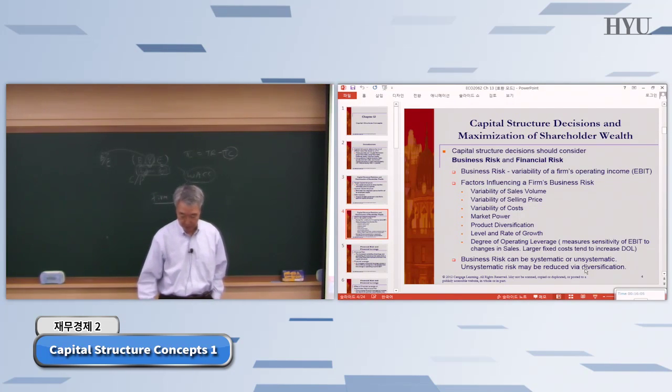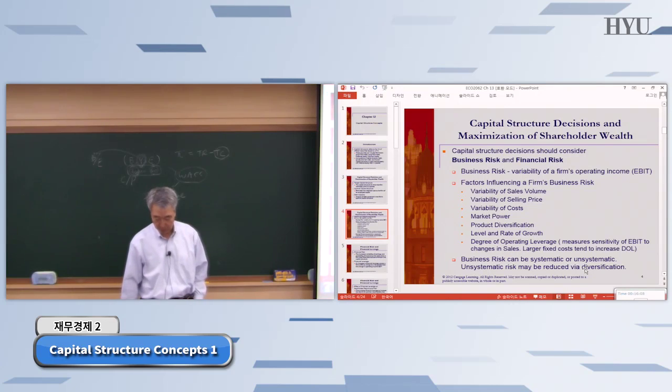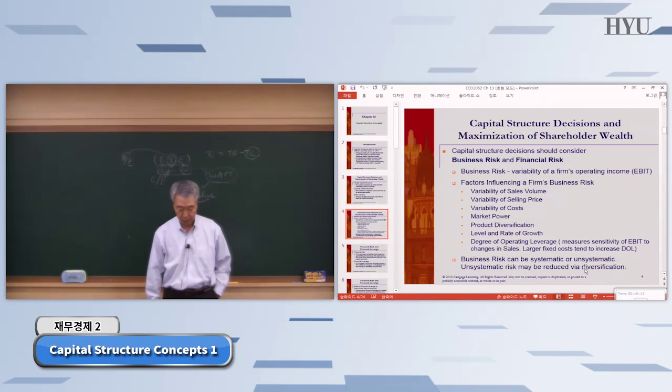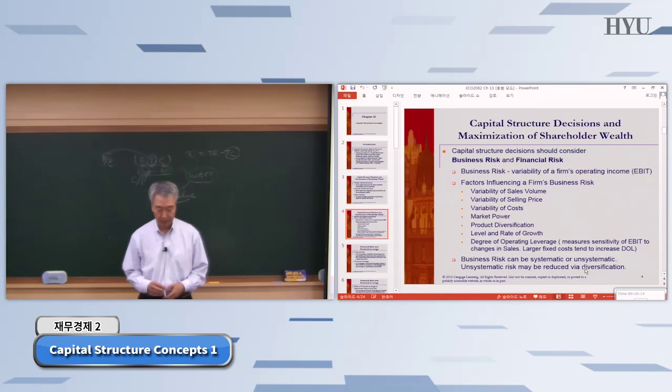So here are some considerations that the company has to have in order to come up with their target capital structure. Basically, we consider two risks: business risk and financial risk. And what is a risk, anyway?